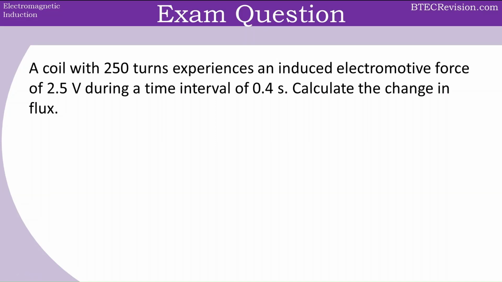We can start by writing down our equation. EMF equals minus n change in flux divided by change in time. And we can rearrange this for the change in flux, so that will give us EMF delta t equals minus n delta phi. We can divide by minus n to give us delta phi equals minus epsilon delta t divided by n.